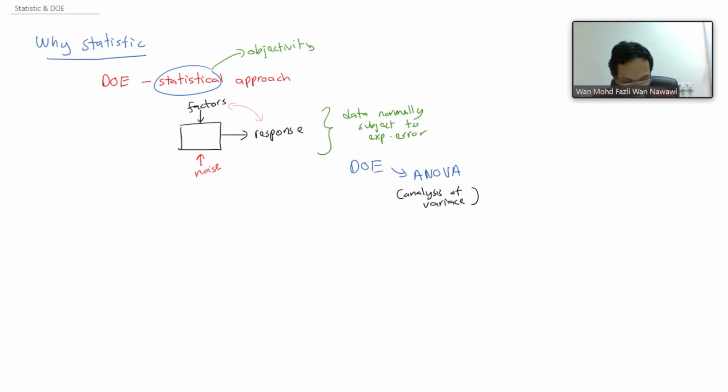When you have this objectivity in the result, then you can do prediction. So that's one of the reasons why DOE is synonymous with statistics. But you must realize something about statistics. Statistics is not an exact science.